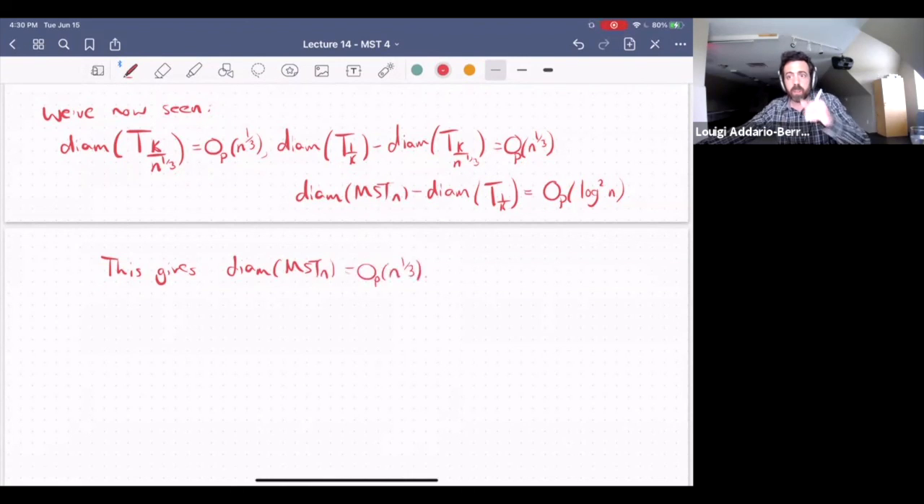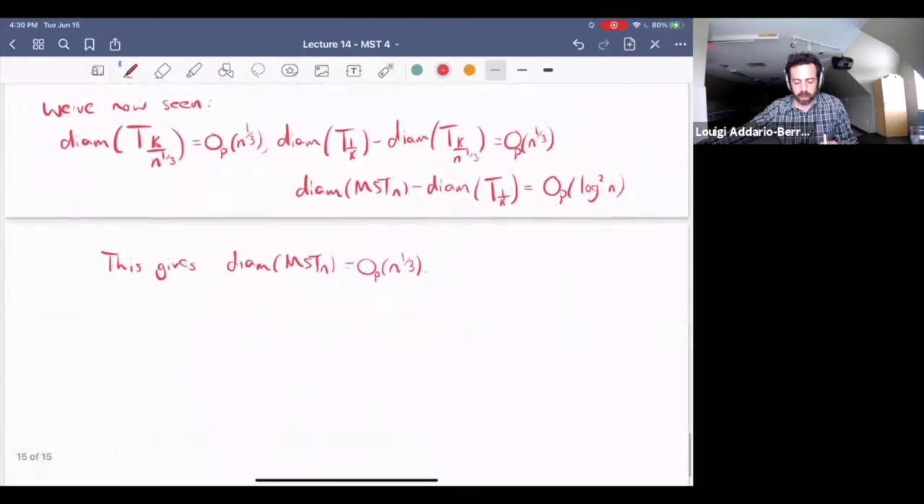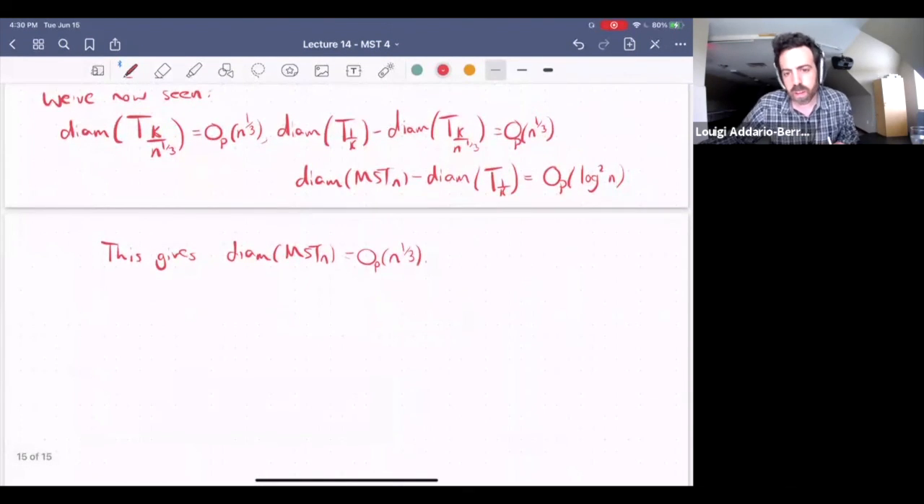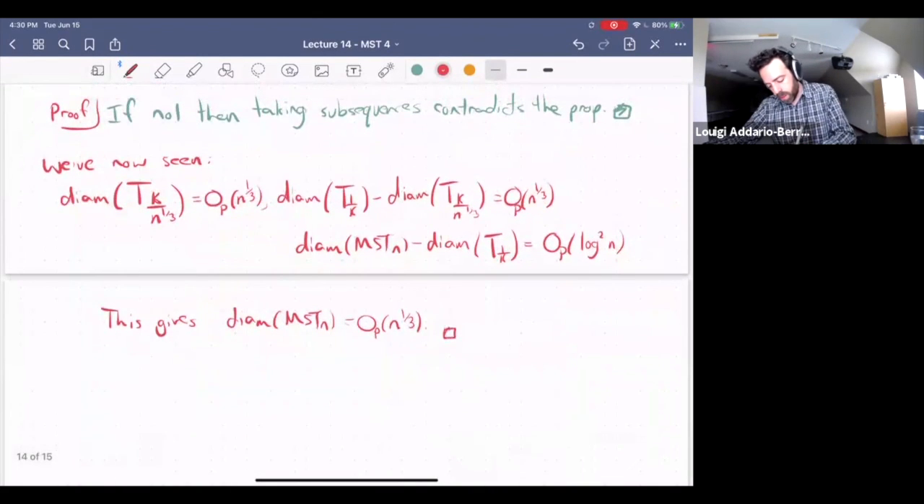Okay, so I'm just going to say one or two more words before wrapping up. I know I'm at time already. This controls the diameter; this was our upper bound to match the lower bound. We now know the diameter is typically of order n to the third.